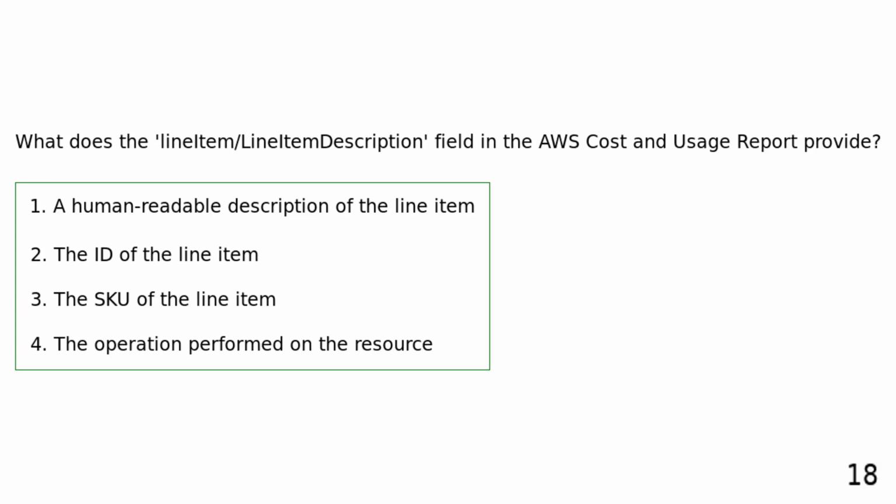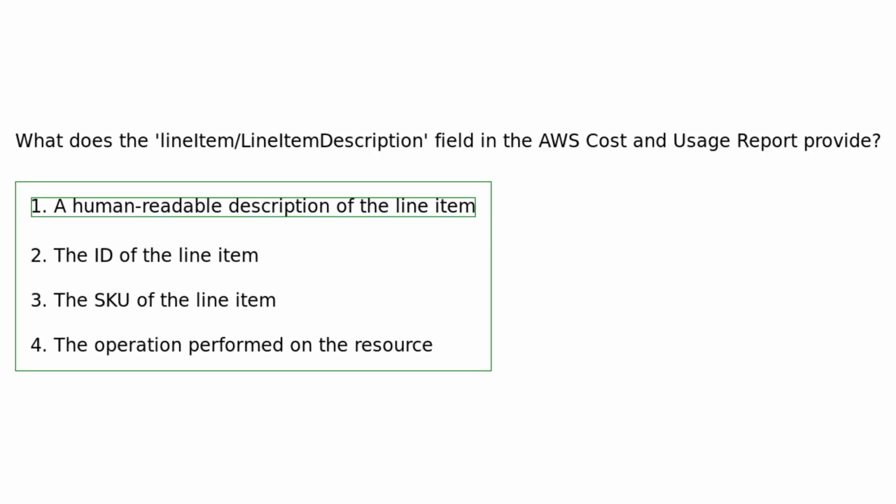What does the line item/line item description field in the AWS cost and usage report provide? A human-readable description of the line item. The ID of the line item. The SKU of the line item. The operation performed on the resource. The line item/line item description field offers a human-readable description of each line item, making it easier to understand what the charge is for without needing to interpret codes.